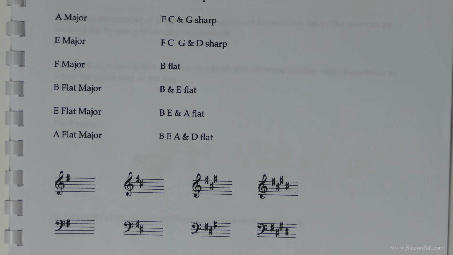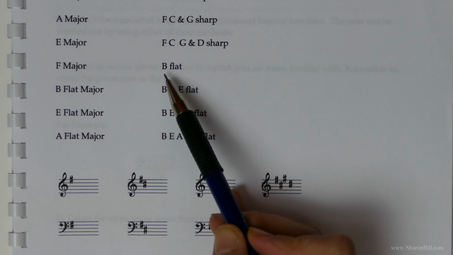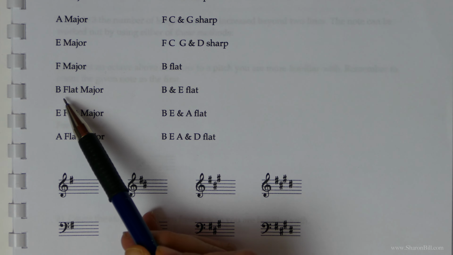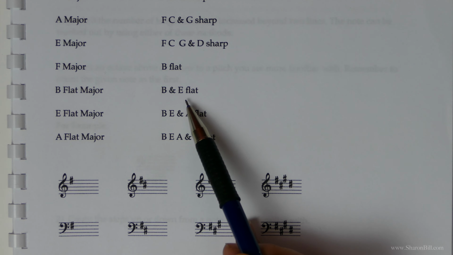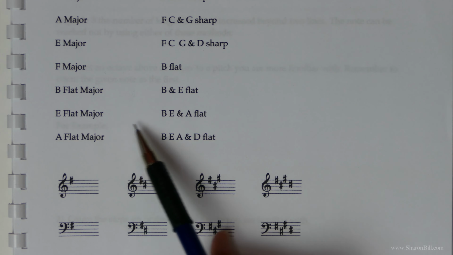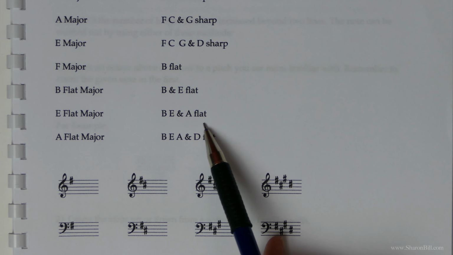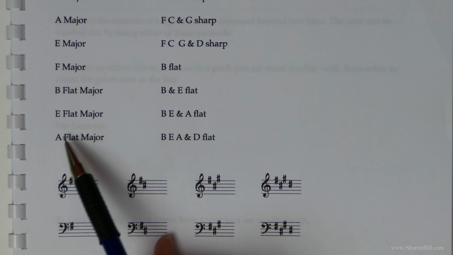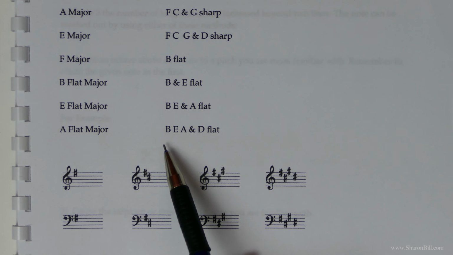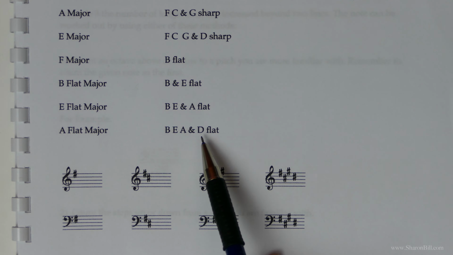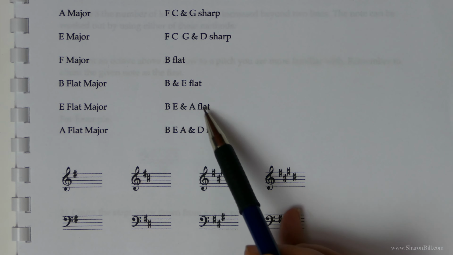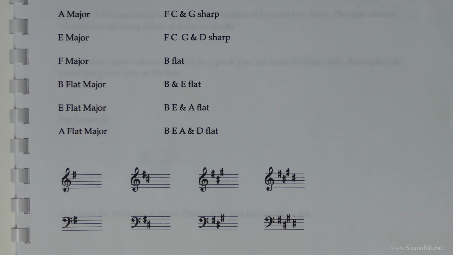The flat keys will be F major, which has B flat, B flat major, which has B flat and E flat, E flat major, which has B flat, E flat and A flat, and our new key in this grade is A flat major, which is B flat, E flat, A flat and D flat, and you'll see that again we're just adding an extra one each time.